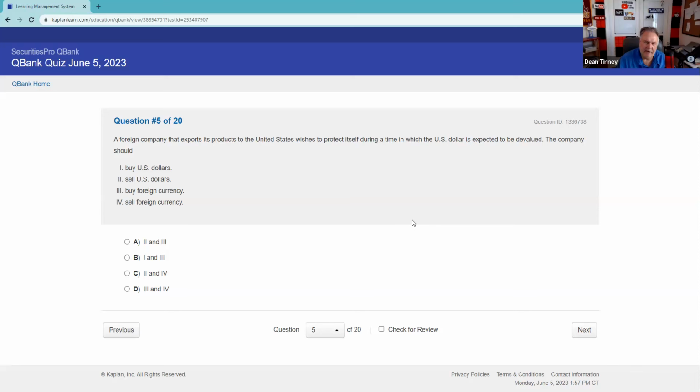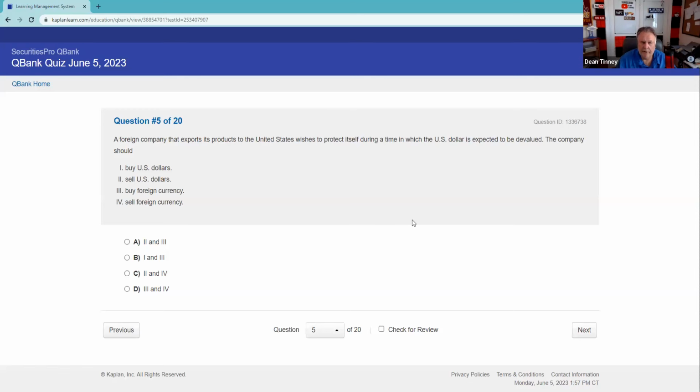A foreign company that exports its products to the United States wishes to protect itself during a time in which the US dollar is expected to be devalued. The company should... So the foreign company should sell US and buy foreign, I think.